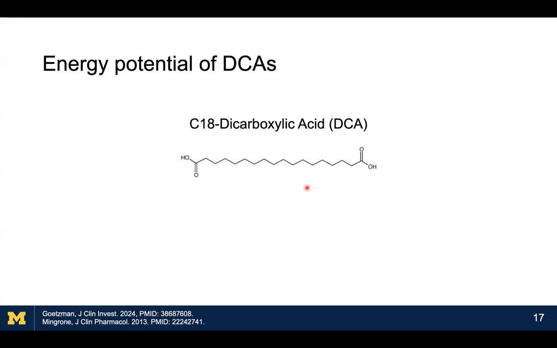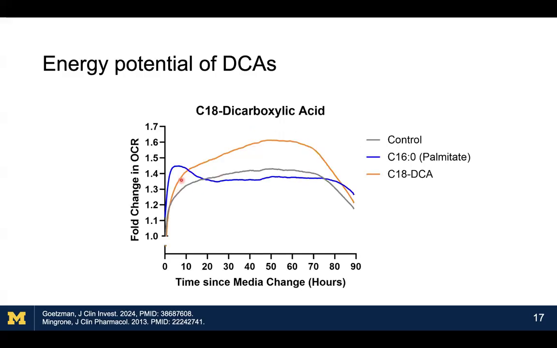When we run C18 dicarboxylic acid specifically on Recipher compared to palmitate, it rises more slowly at this early time point, but it just keeps increasing OCAR for a long time. It just goes up and up and up. And so this indicates that it does provide a lot of energy to the cells. So maybe in the future we can use these to improve peroxisomal beta oxidation and lipid metabolism in general in the RPE of AMD patients.